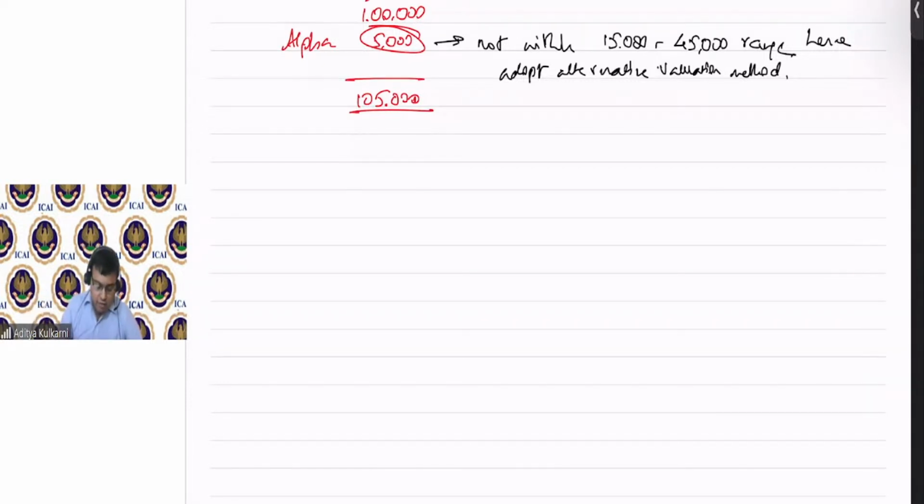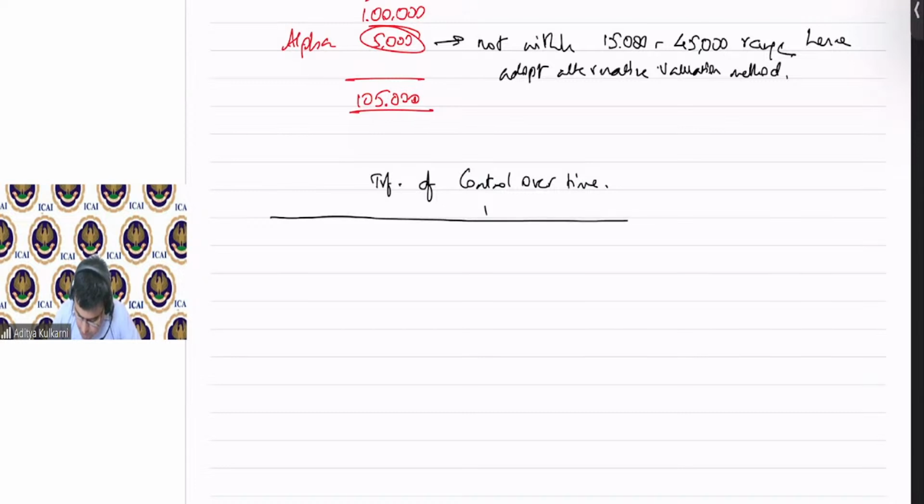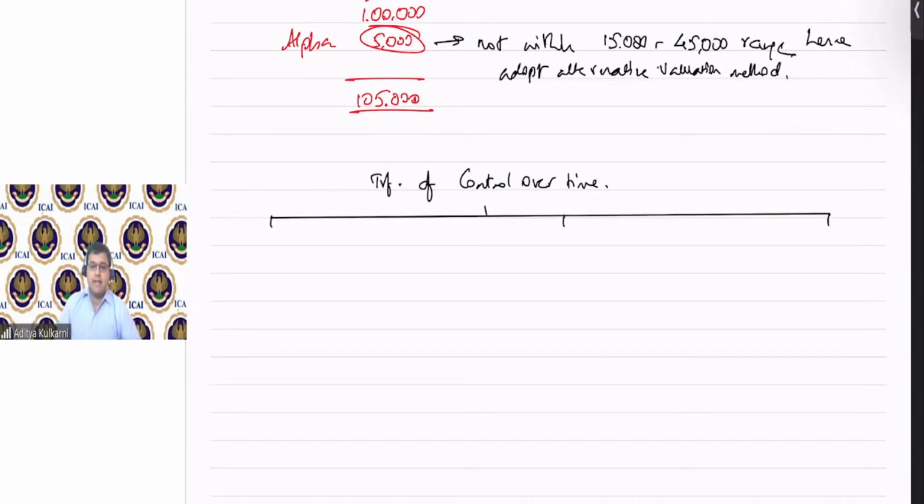So what is the meaning of control over time? Very simple concept. Transfer of control over time. Three conditions are there. If you meet any one condition, it means control has transferred over time. If you do not meet any of these conditions, control is transferred at a point in time. So what are those three conditions? Let us understand.